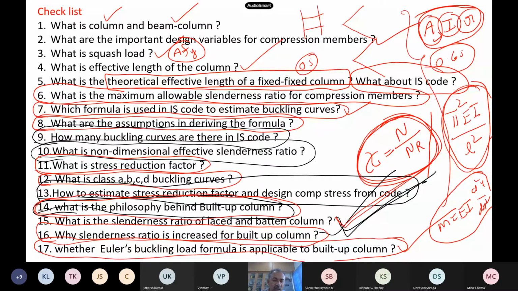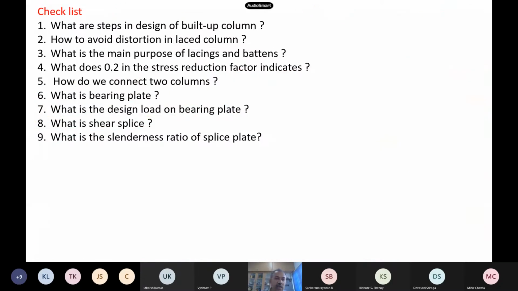So the answer for this question is theoretically no. Okay, but in the code, if you give so many formulas, confusions will be there. So to simplify this, we use the same formula only, but 5%, 10% to increase the slenderness ratio. Okay, so this is the reason.